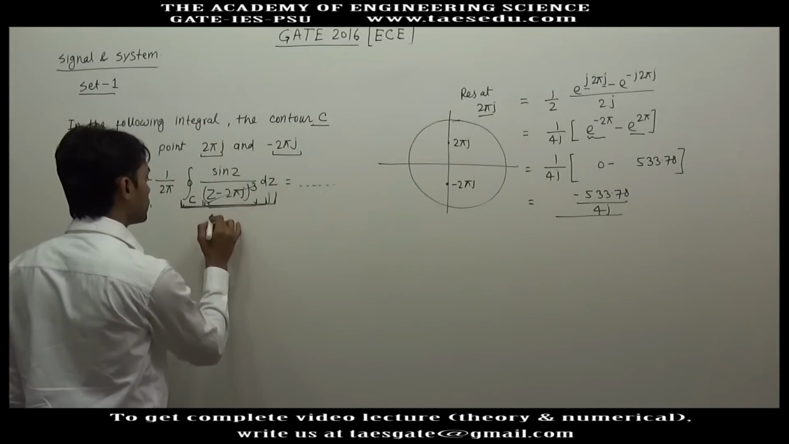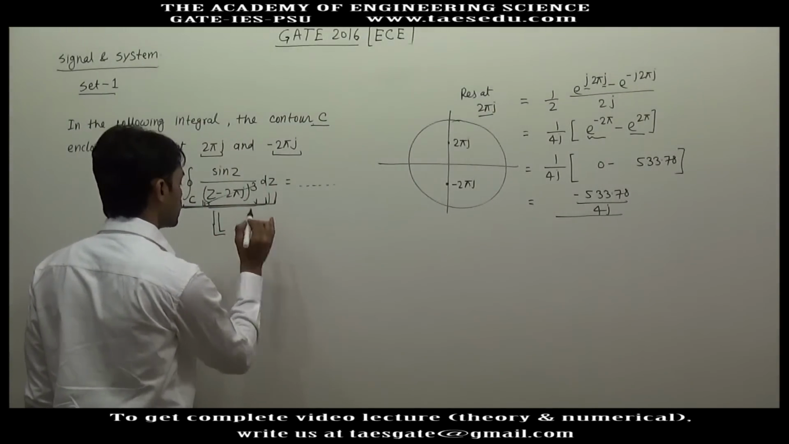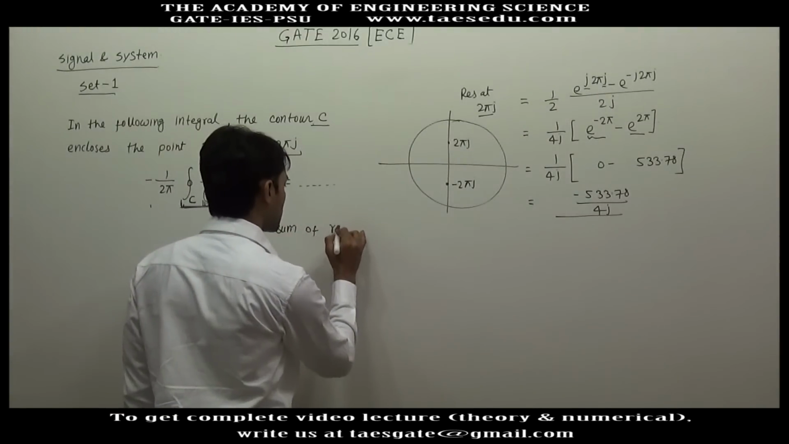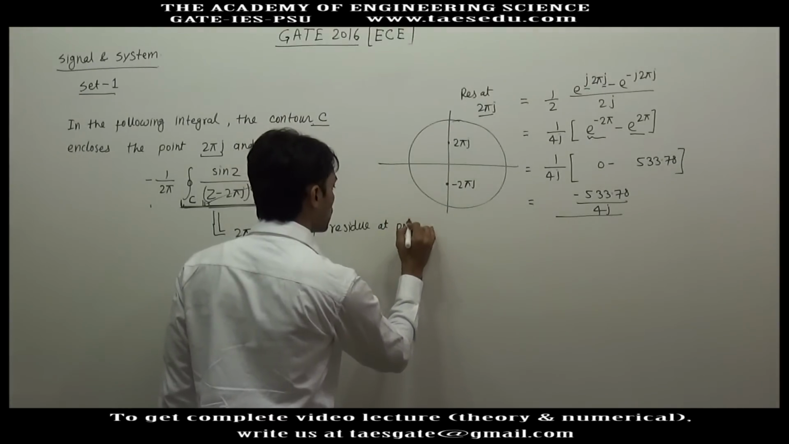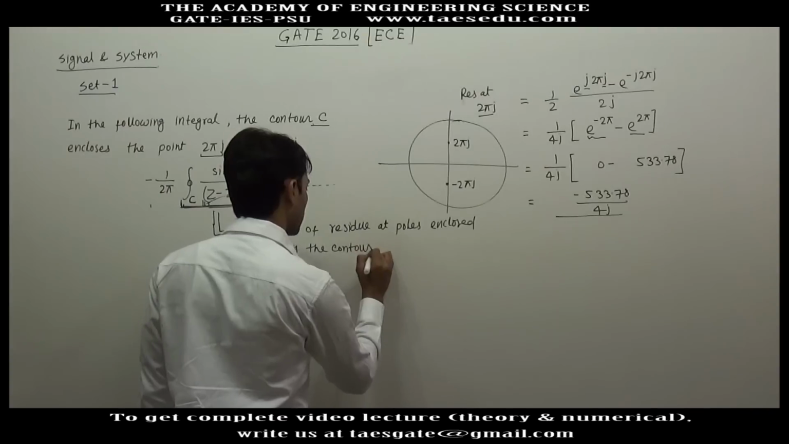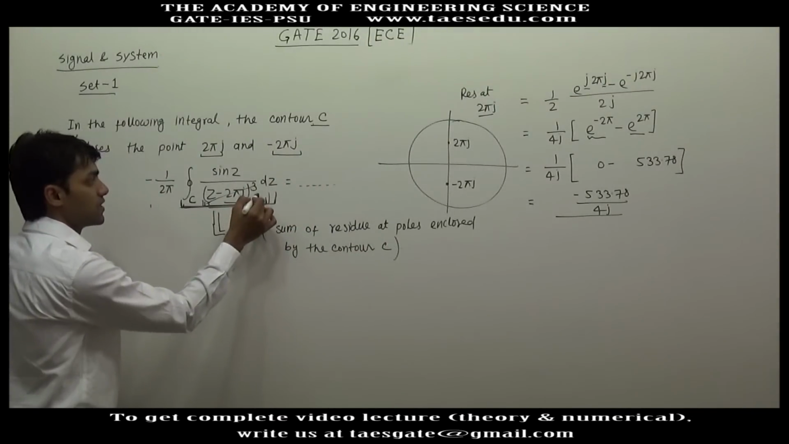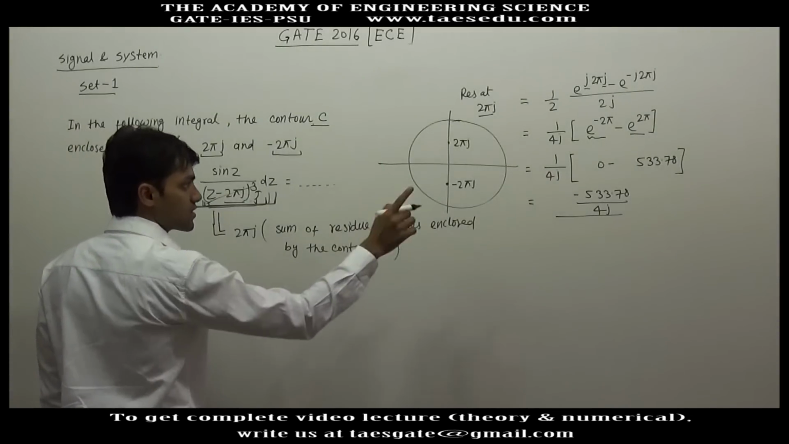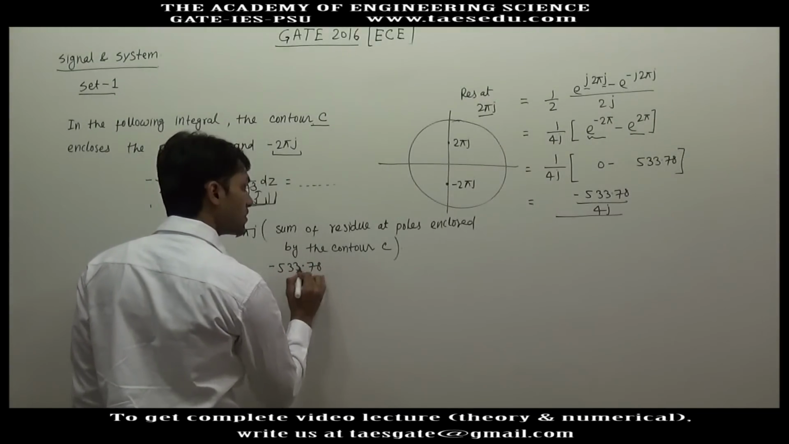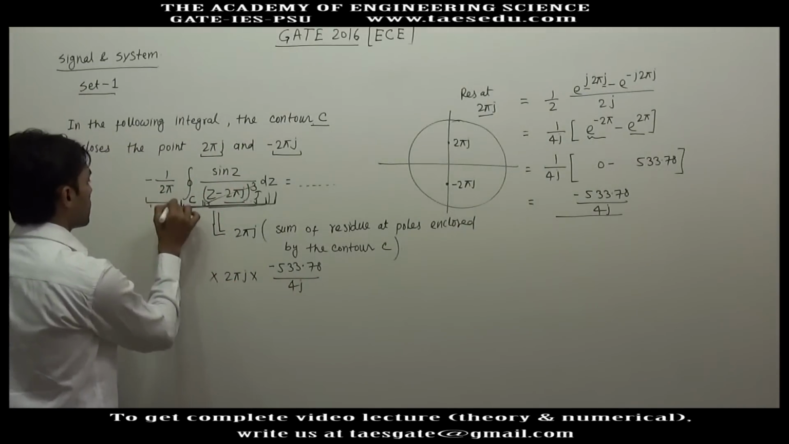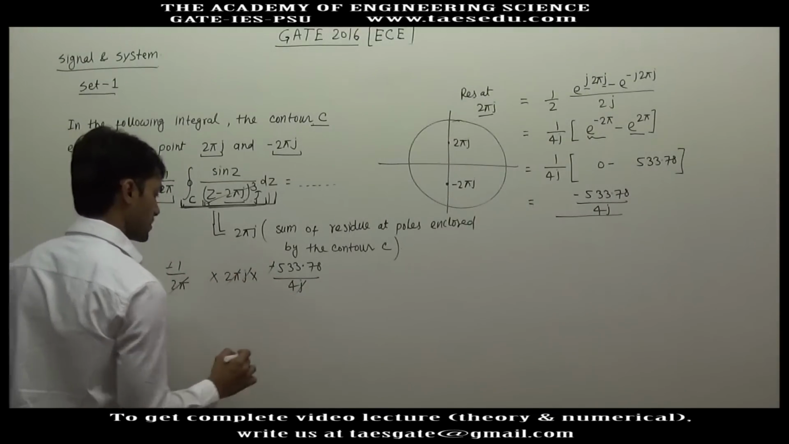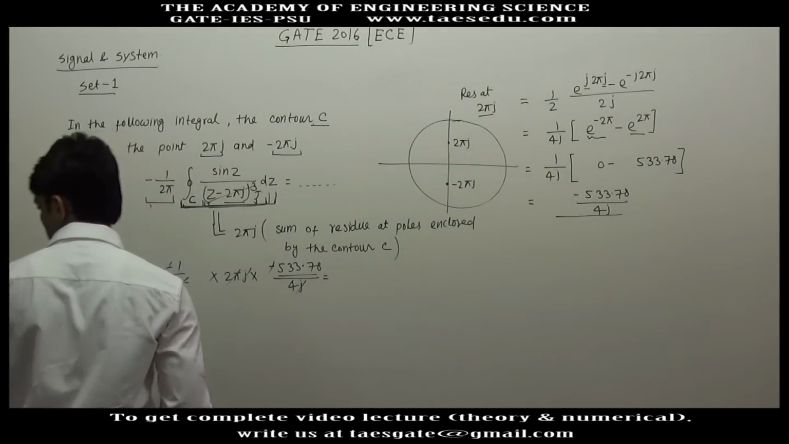Now the formula for this integration is 2 pi j into the sum of residues at poles enclosed by the contour C. Earlier I forgot to write the sum of residues. Here we have only one pole, although it has degree of 3, and the residue is given by that equation. So this will be 2 pi j into minus 533.78 divided by 4j, and here we have minus 1 by 2 pi. So this 2 pi will be cancelled, j will be cancelled, minus and minus will be cancelled. So we have 533.78 divided by 4.